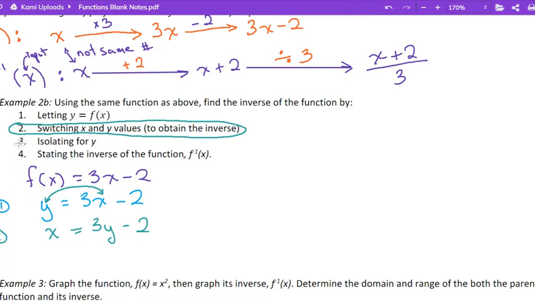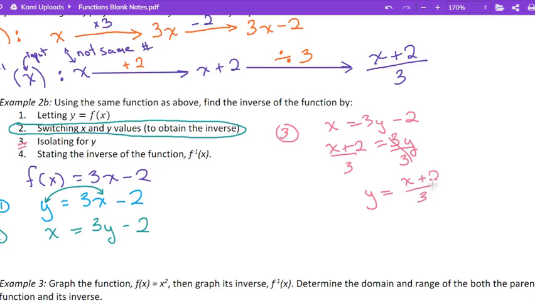Why did I do this? Well, I did it for step 3. Now I'm going to isolate for y. If I start with x equals 3y minus 2, as I isolate for y, I bring the negative 2 over, so I get x plus 2. That looks like an opposite operation. What is the opposite of 3 times? I divide by 3, and I'm left with y being x plus 2 over 3. Where have we seen that before? We've seen that there.